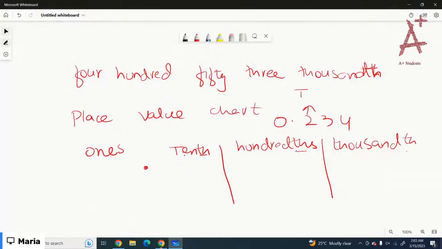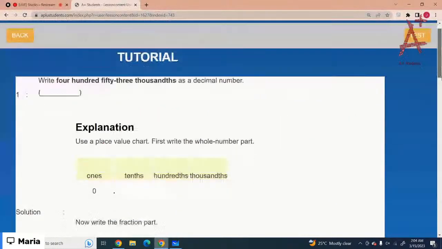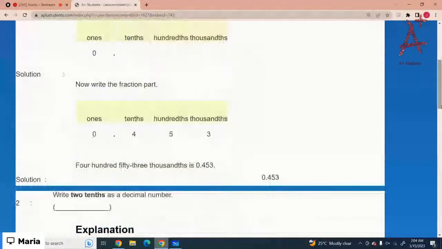So you have 453 thousandths. That means 4 is at the tenths position, 5 is at the hundredths position and 3 is at the thousandths position. You can understand by relating the words with the place value chart. So it would be 0.453. Got it?